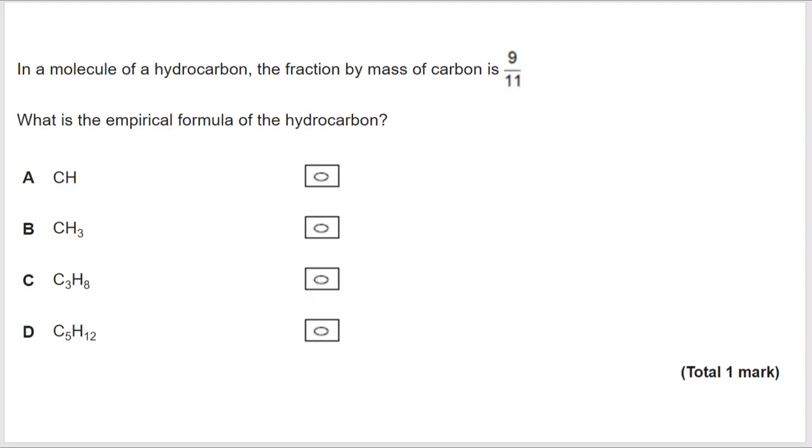And on here we have a molecule. It's a hydrocarbon, so we know it's carbon and hydrogen only, and the fraction by mass of carbon is 9 out of 11. That means that the fraction of hydrogen is going to be 2. We want to know the empirical formula. So it is a straightforward empirical formula calculation.